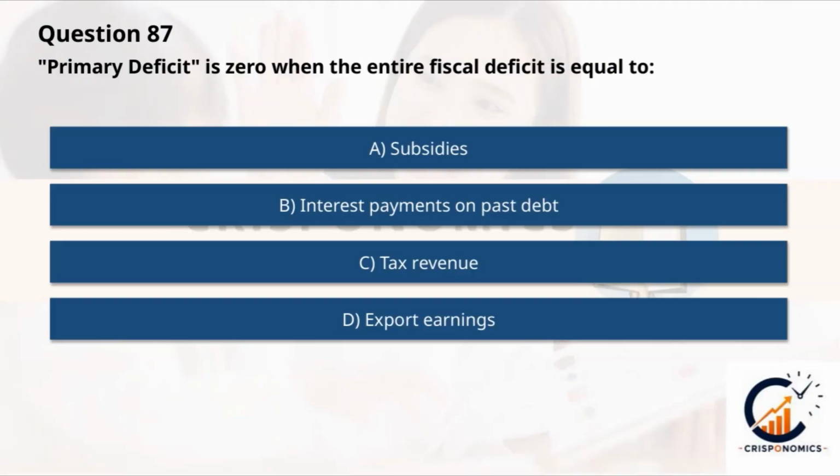Let's talk about the primary deficit, a key concept in understanding government finances. The primary deficit hits zero when the total fiscal deficit matches the sum of certain costs. These include subsidies, interest payments on past debt, tax revenue, and export earnings. Essentially, it means the government's borrowing is just covering interest and other obligations, without adding new debt from current spending. This helps us see how much of the deficit is driven by past commitments versus new expenses.